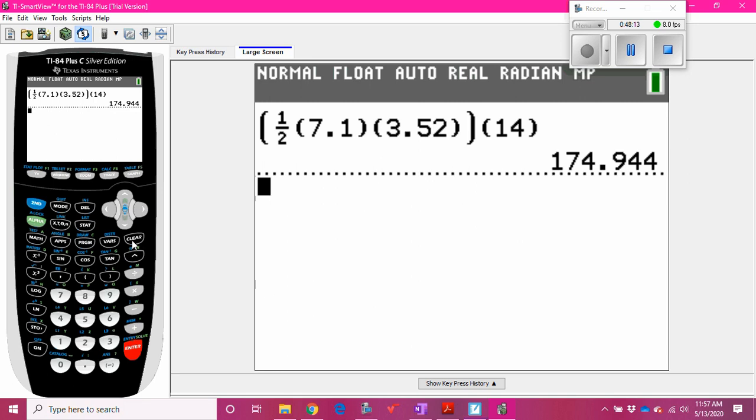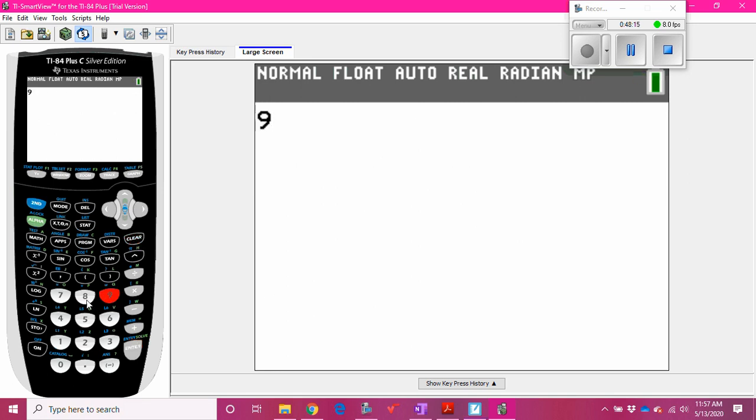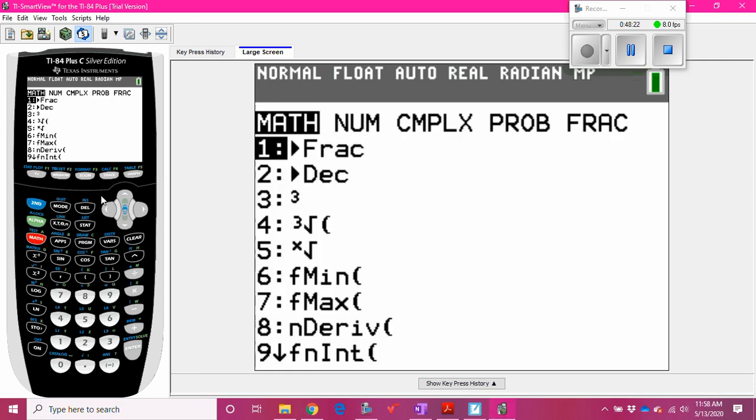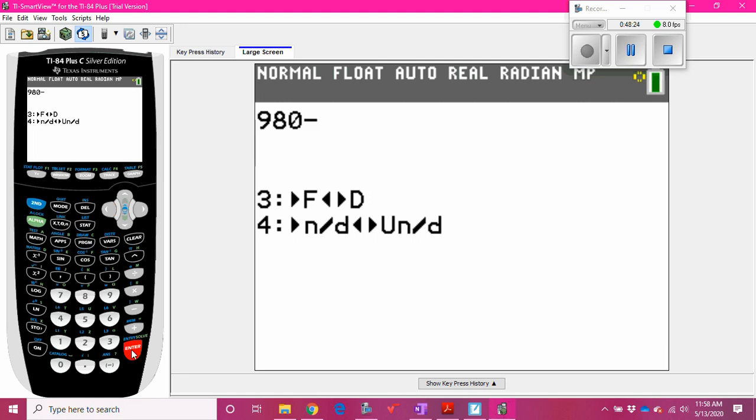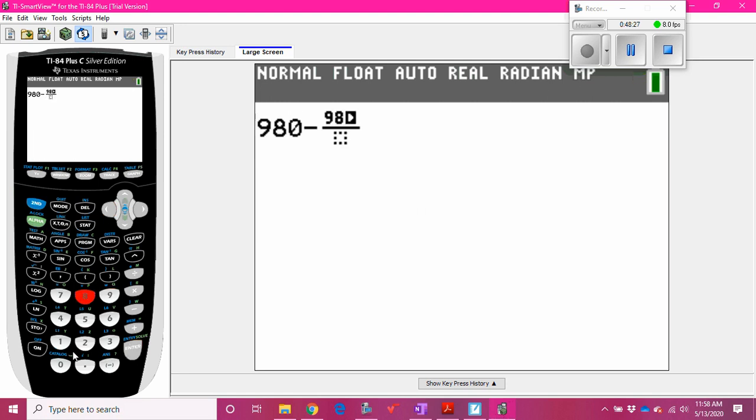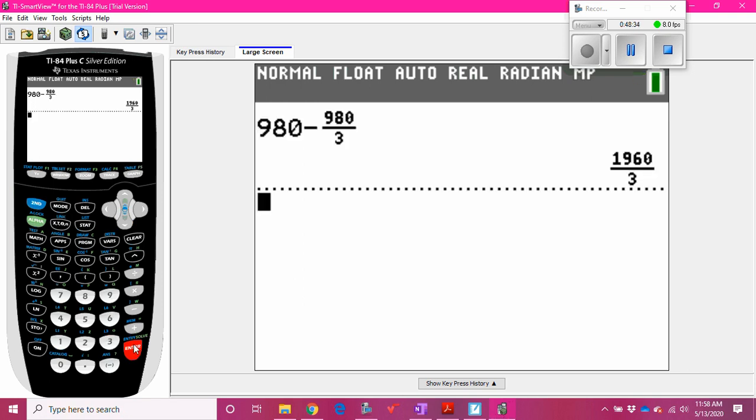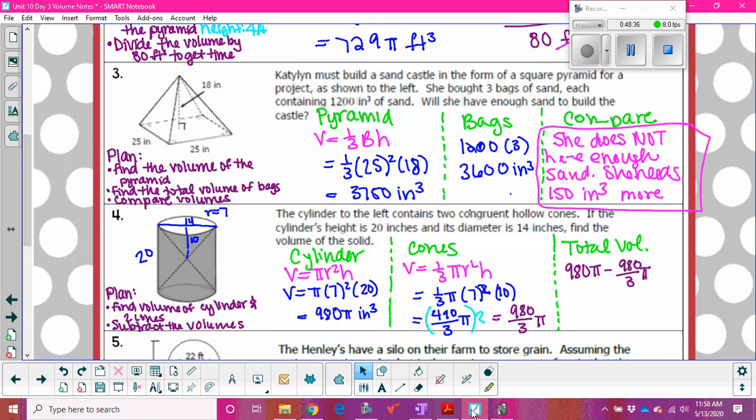Okay, so clear this. We said 980 minus, I'm going to do my fraction here, 980 with a denominator of 3. That gives you 1,960 over 3 pi, and these are in cubic inches.